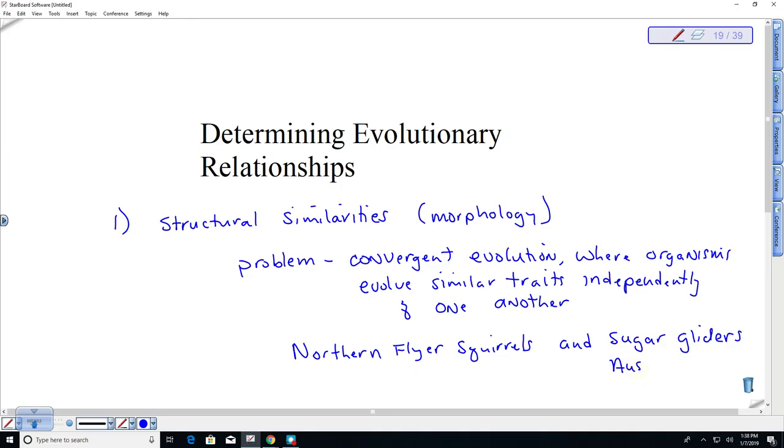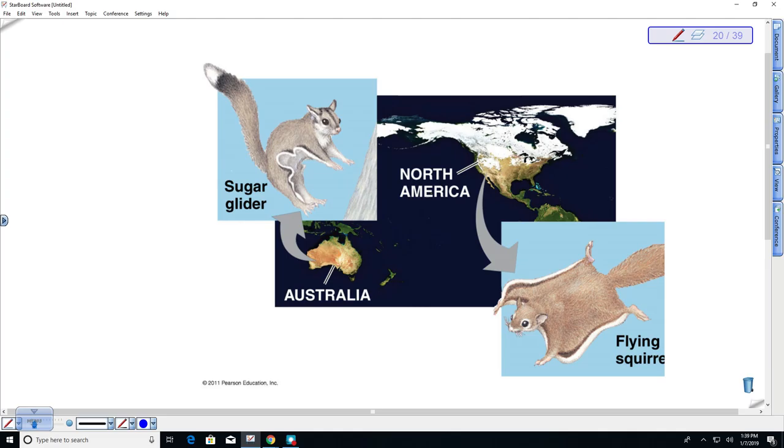So we're going to talk about what marsupials are. They have a different reproductive strategy. They produce very underdeveloped offspring, and the offspring develop attached to a nipple or in a pouch, right? Australia drifted off by itself a long time ago, and the marsupials and the other mammals evolved independently of one another. But when we look at their structure, they look so similar, right? So there's my sugar glider, and there's my flying squirrel.